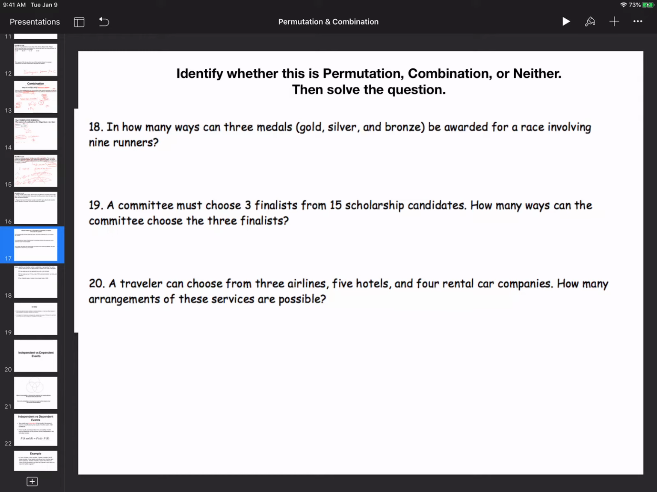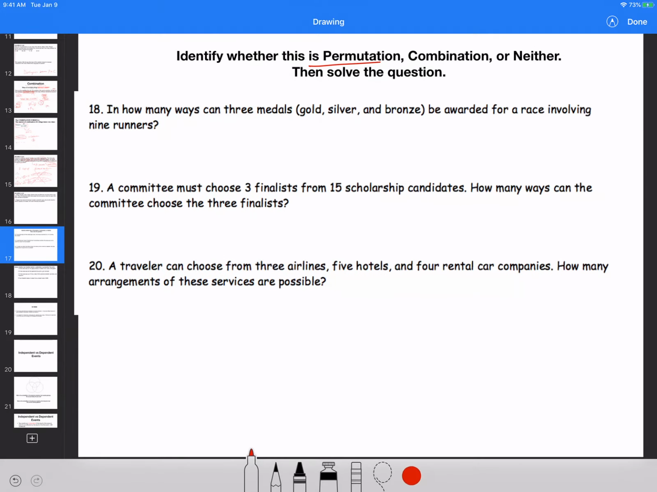First question says identify whether this is a permutation, combination, or neither, then solve it. Number 18 says, in how many ways can 3 medals, gold, silver, bronze, be awarded for a race involving 9 runners? So we're choosing out of 9, and we want to find out in how many different ways those 3 medals can be organized. Placing them first, second, third place, if we place A first or B first, they matter in different ways. So this means that order does matter.